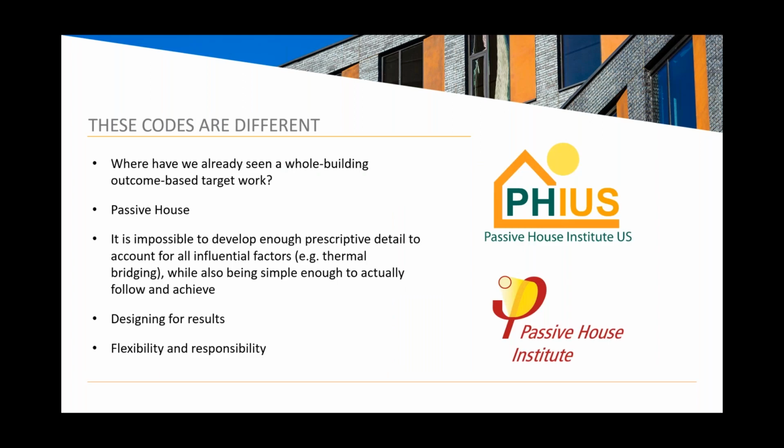So it doesn't require a certain target for the windows or walls or even for the roof. It doesn't really matter except to the designer and the energy modeler that's getting the math right to start with. In the end, you just have to achieve that result any way you want as long as it works. And we've seen this whole building outcome-based target approach work already.